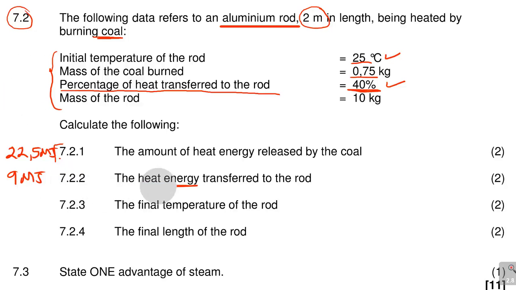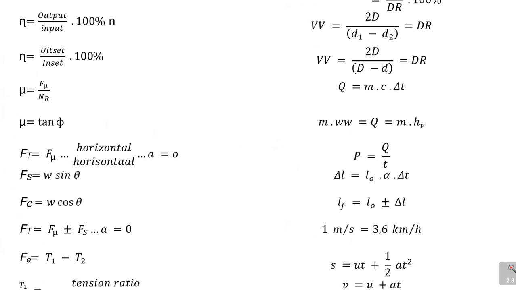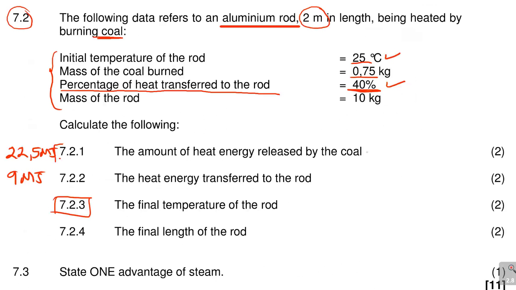So now let us look at question 7.2.3. Now it says the final temperature of the rod. So that's what they want now, to find the final temperature. Now, for us to be able to find the final temperature, there are formulas that link the temperature as well as Q. Let me just bring in the common formula that we used, that is Q is equal to mc delta T, which means it's mass times specific heat capacity of the substance times change in temperature. So if I write that part, Q is equal to M times C times change in T. Now the question says find the final temperature of the rod.